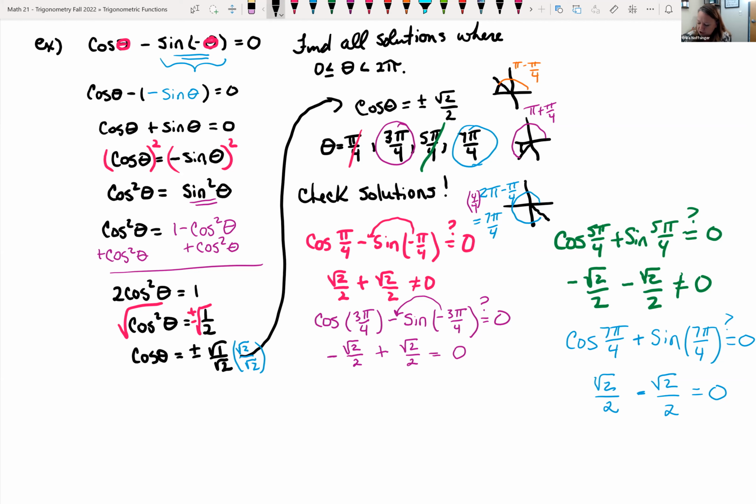So we have two solutions for our equation: theta equals 3 pi fourths and 7 pi fourths.